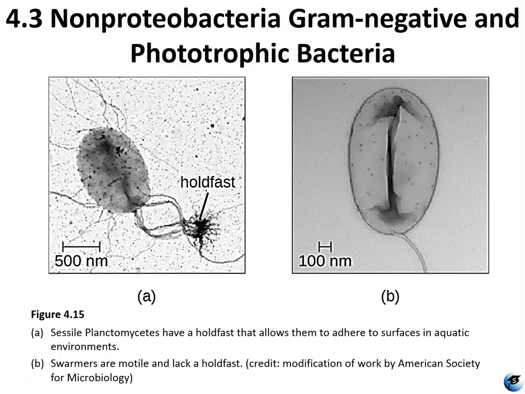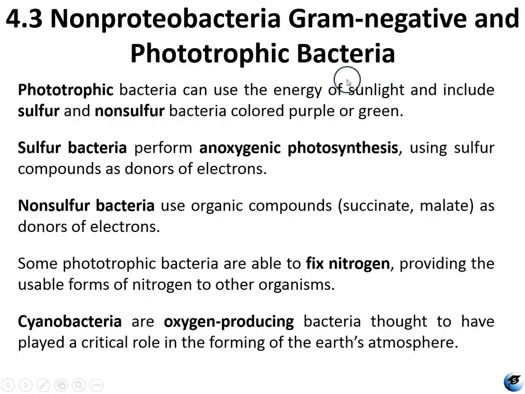They're quite motile. Phototrophic bacteria use the energy from the sun, and they are separated into groups called sulfur bacteria and non-sulfur bacteria. Sulfur bacteria are anoxygenic photosynthesizers. They use sulfur as electron donors. Non-sulfur bacteria use organic compounds as electron donors for photosynthesis. Some phototrophic bacteria can fix nitrogen, again, which is very beneficial for them. And cyanobacteria are oxygen-producing bacteria. And these guys are important because they're thought to be very critical in the formation of Earth's atmosphere.